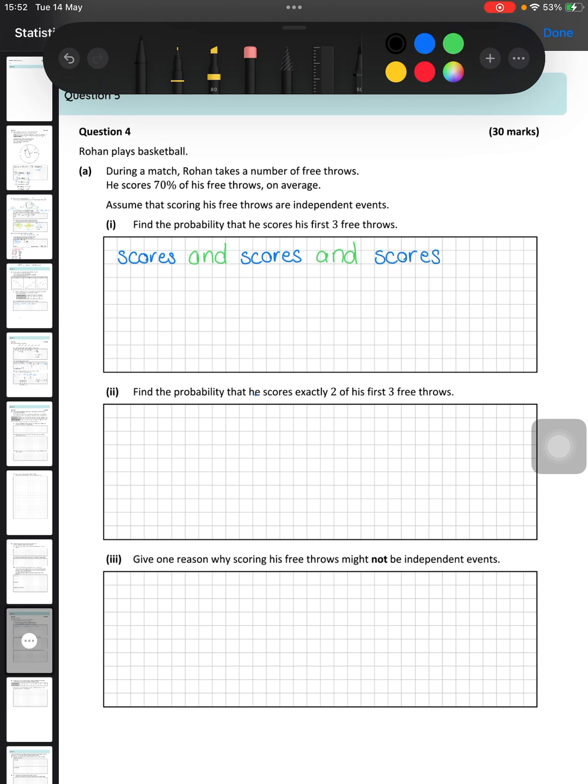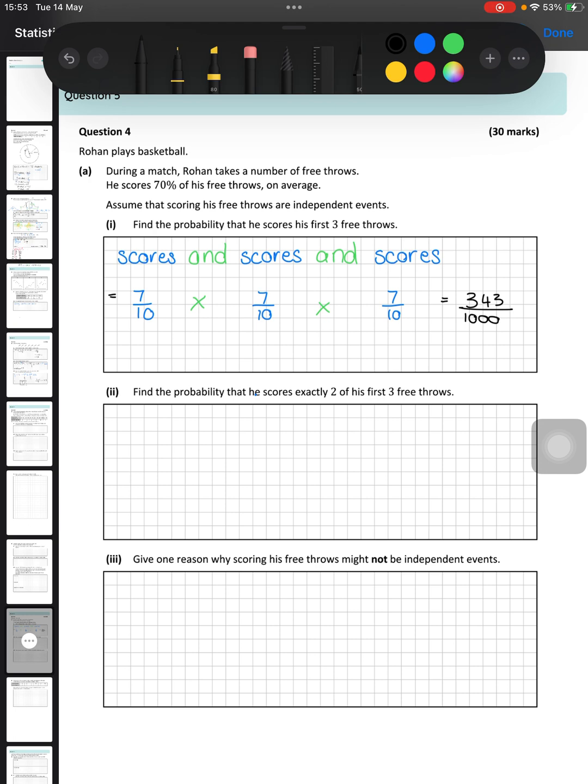Okay, so in terms of probability, well, what is the probability he scores? It's 7/10. So every time he scores, we are going to look at the probability of 7/10. Okay, what do we do for the word and? We multiply. Okay, so it's 7/10 by 7/10 by 7/10, which is 343 over 1,000.